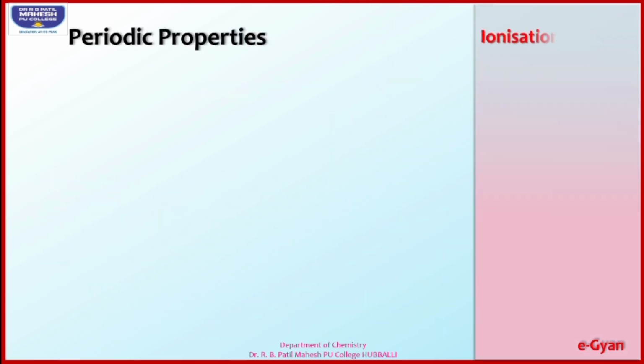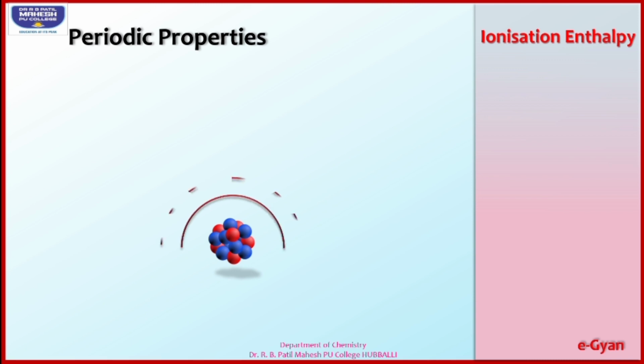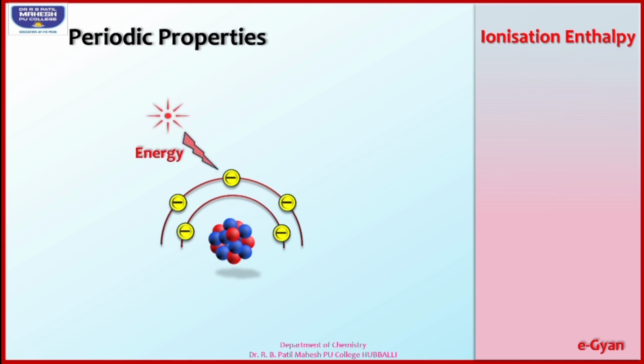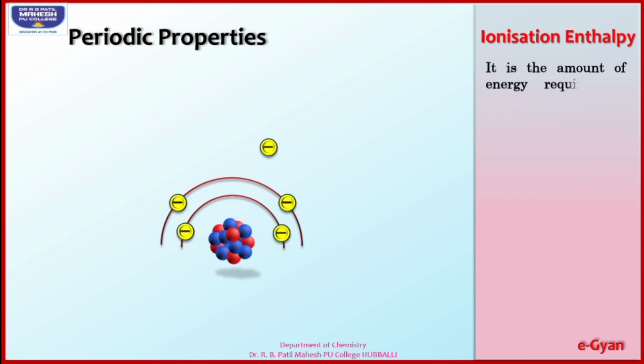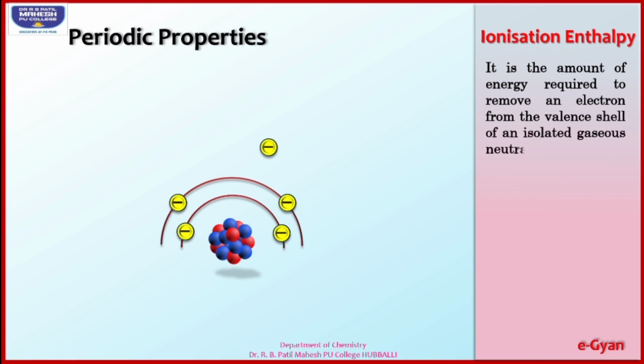Moving to second property, ionization enthalpy. So there is a nucleus at the center of atom, different shells or orbits, and there is a presence of number of electrons. After passing some amount of energy to the valence shell electron, it is removed from that place. The definition is the amount of energy required to remove the valence shell electron from an isolated gaseous neutral atom is known as ionization enthalpy.